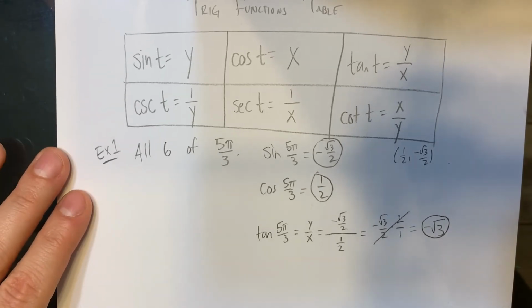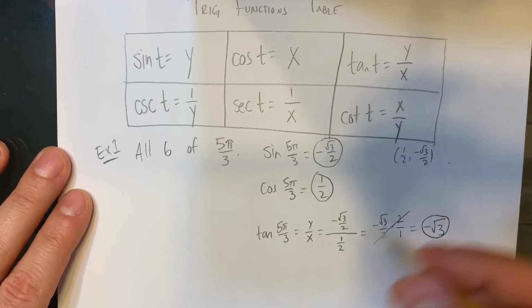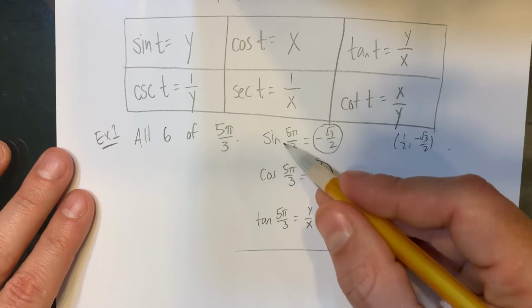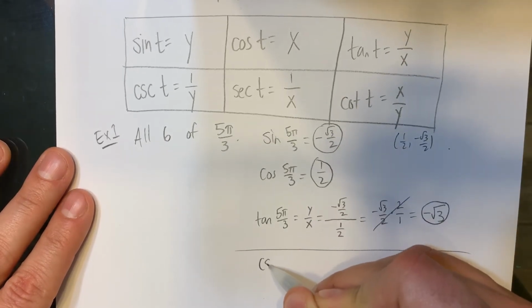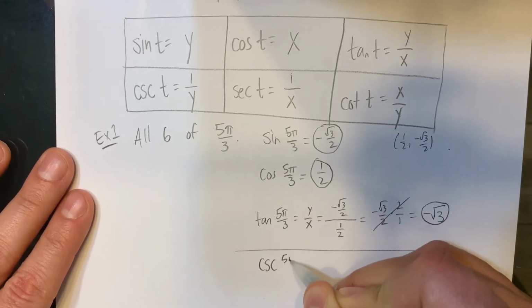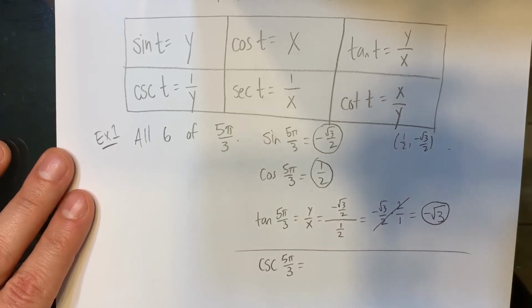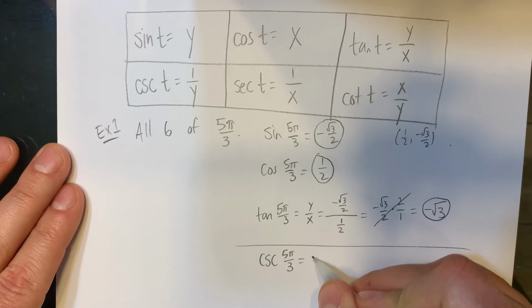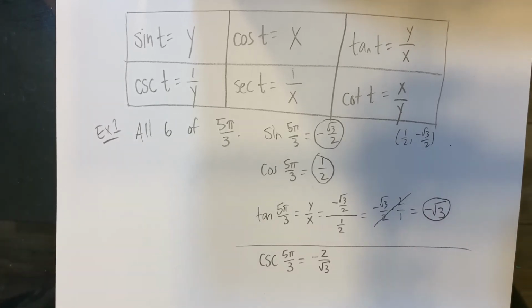Now, the reciprocal functions. Easy to find, but we want to simplify them. Let's see. The reciprocal of sine is cosecant. CSC of 5 pi over 3 is going to be the reciprocal of what I've found, negative root 3 over 2. Let's call it negative 2 over root 3. That's cosecant of 5 pi over 3.